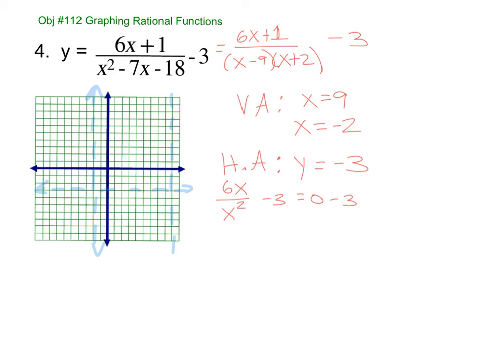All right, so let's plug in some points now. Let's see what happens here. I'm going to plug in 10. I'm going to plug in 8. I'm going to plug in negative 1 and negative 3. So those are the ones I'm going to start with. And then I'm probably going to have to look at what's happening as I get even closer to the asymptotes.